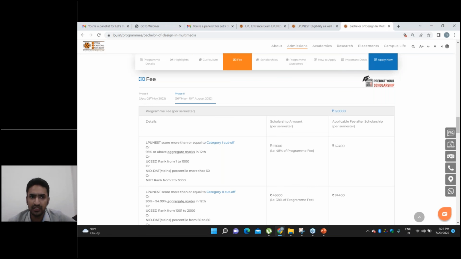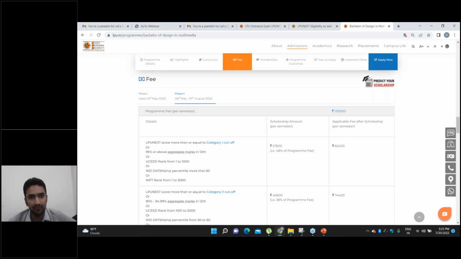So one of them, if the student is eligible in one of them, by default the scholarship is given to the student. For example, we give scholarship on the basis of LPU Nest. LPU Nest is a national level eligibility scholarship examination that is conducted for the students of multimedia. So it has to be applied for sure. The student must apply for LPU Nest.